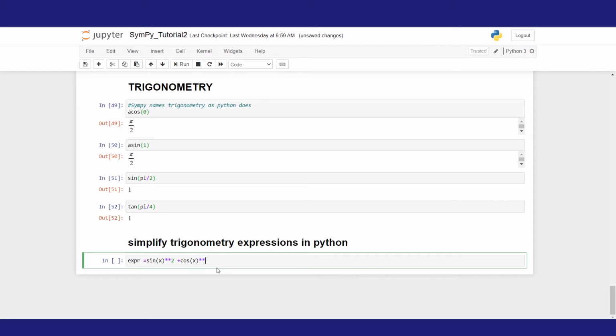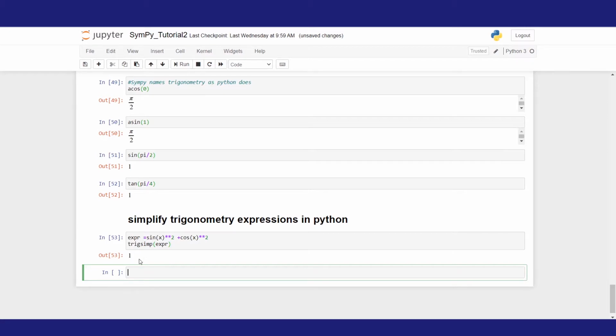All right, so if I have this, anyone who has done trigonometry can tell that this is just equal to 1, right? Because we know the identity that sine squared theta plus cosine squared theta is equal to 1. So if we say trigsimp, which is like simplified trigonometry of this expression, let's see what we have. It simply turns out to be 1 because that is just our first identity in trigonometry.